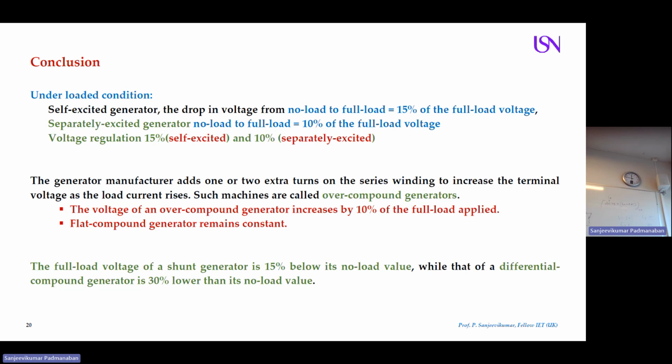What is the next conclusion? Very important conclusion. Generator manufacturers, many manufacturers across the globe who manufacture electrical machines, AC or DC, will add some additional terms. As I said in the last slide, we have seen series and shunt winding they will include. Then they increase the current capacity of the machine for large applications. And these are called compound motors.